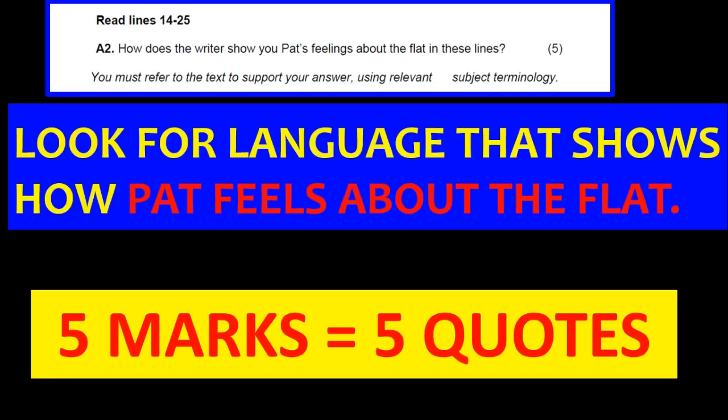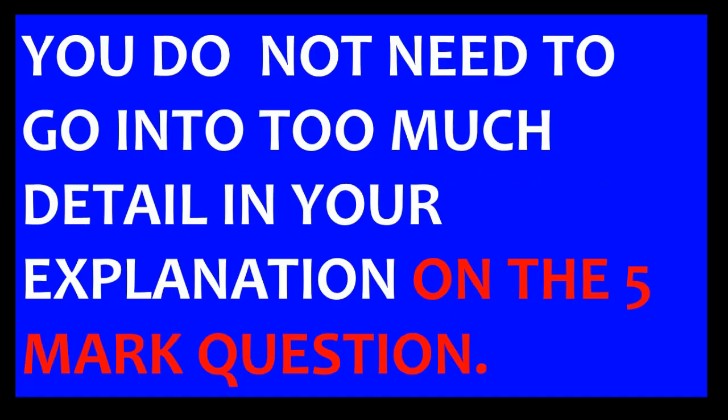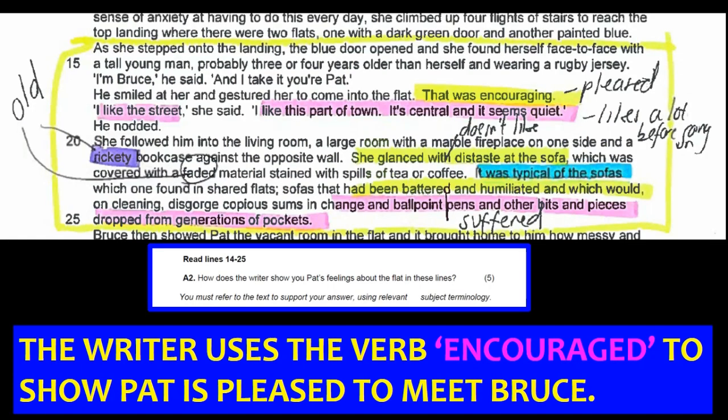In this question you're going to look for language that shows how Pat feels about the flat, and it's worth 5 marks, so we're going to be looking to use 5 quotes. However, in the 10 mark how question you really need to go into detail in your explanation, saying what the writer suggests. My personal theory is that in the 5 mark question you don't need to go into too much detail. Just say what Pat feels, say what quote you've used, and say why you picked that quote.